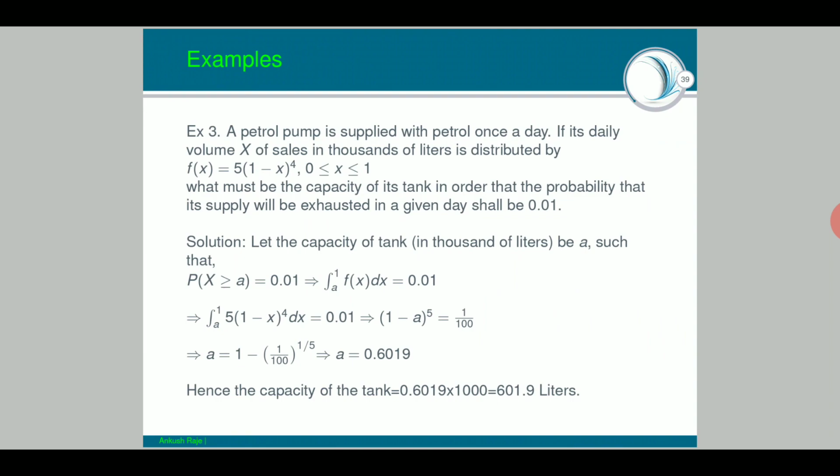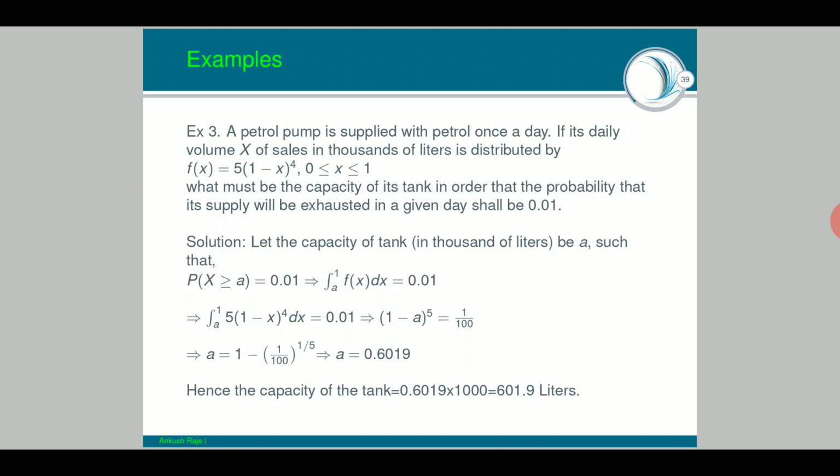Next question is, a petrol pump is supplied with petrol once a day. If its daily volume x of sales in thousands of liters is distributed by f of x equals 5 into (1 minus x) whole to the power 4, for 0 less than or equal to x less than or equal to 1. This is again a reliability test problem, or I should say a finding-the-limits problem, up to what extent our model is useful.